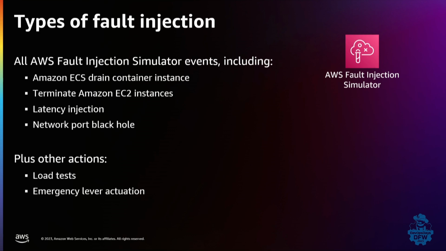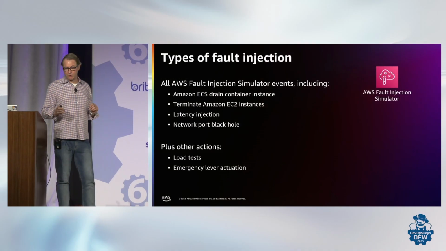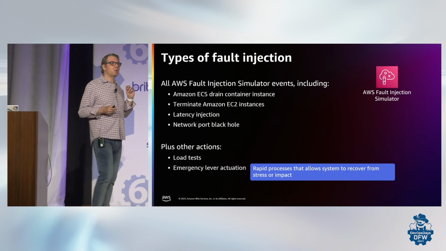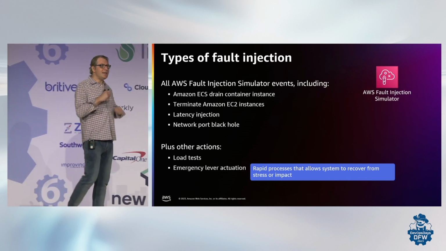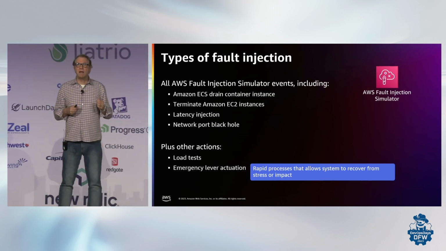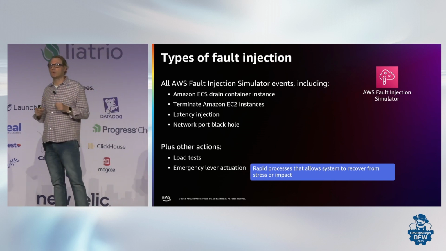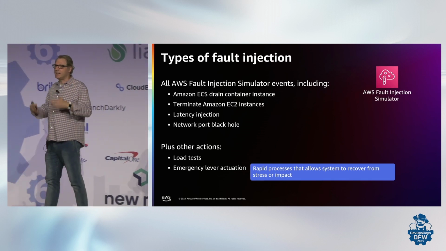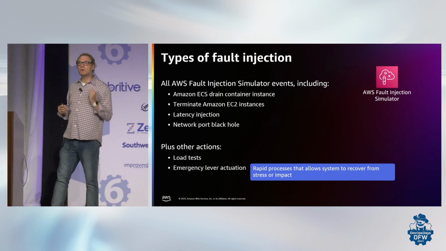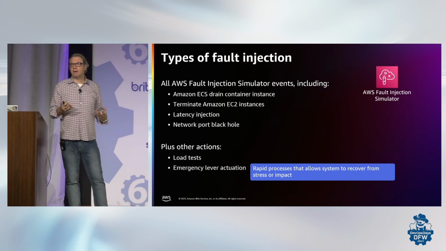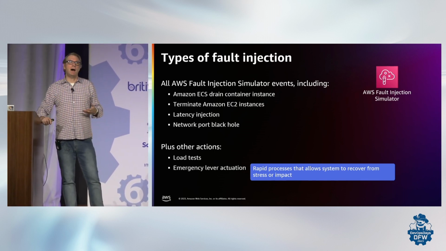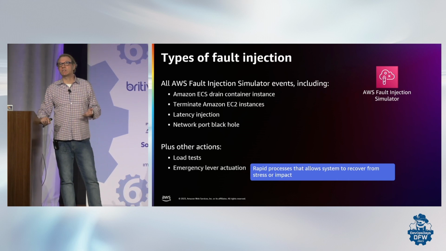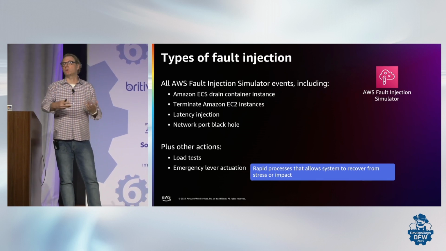I want to talk about another kind called emergency lever activation. So emergency levers are interesting. This is an Amazon process by which they create an easily automatable process that helps your system if your system's under duress. If your system's starting to brown out, you pull the emergency lever and it has immediate positive effects. So for instance, I know the front end has an emergency lever to stop all robot traffic and prioritize real customer traffic. That's an example of an emergency lever.